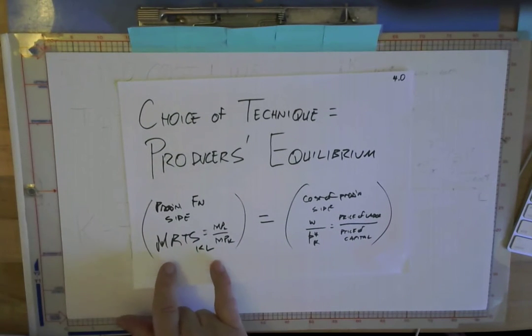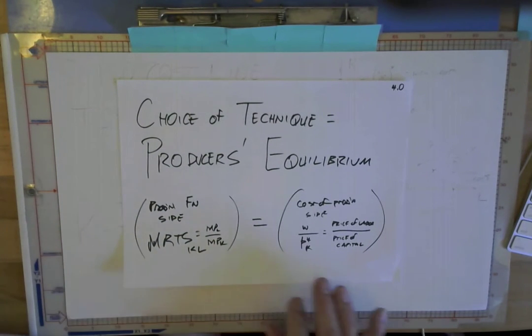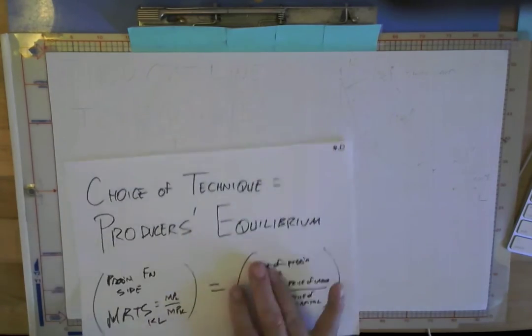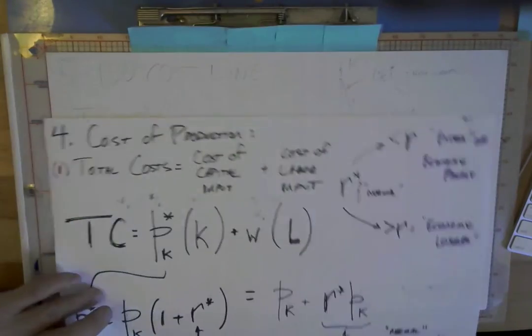We saw on the production function side, there's this thing called the marginal rate of technical substitution between capital and labor, which is going to be a relationship of the different marginal productivities. And then we looked on the cost of production side. That was the last video.